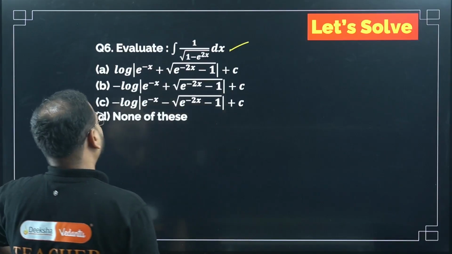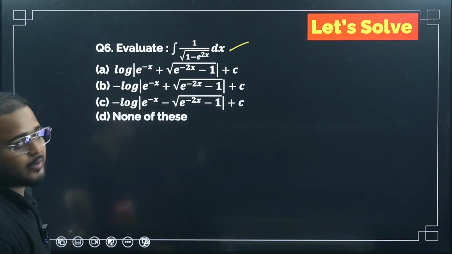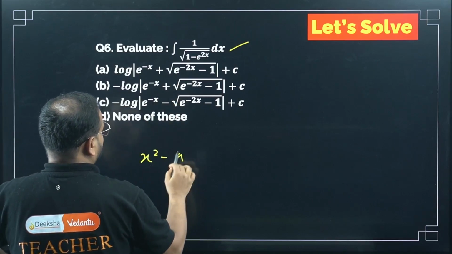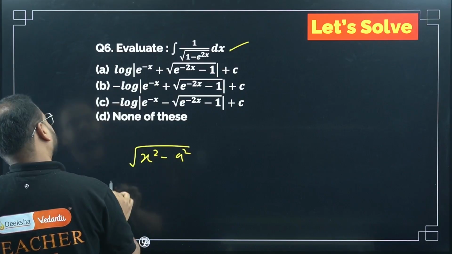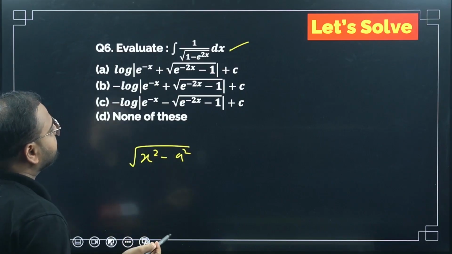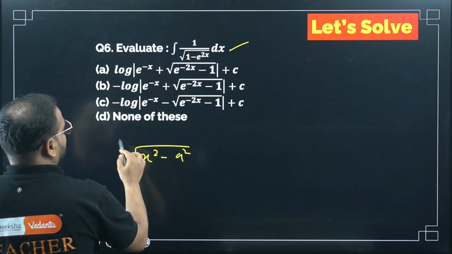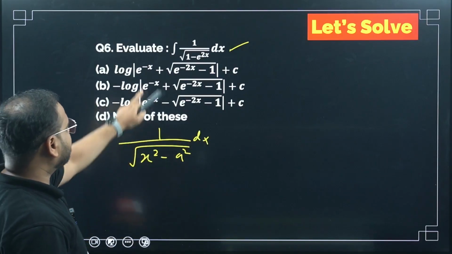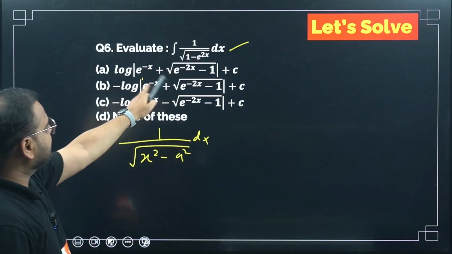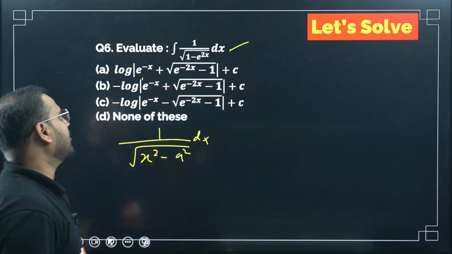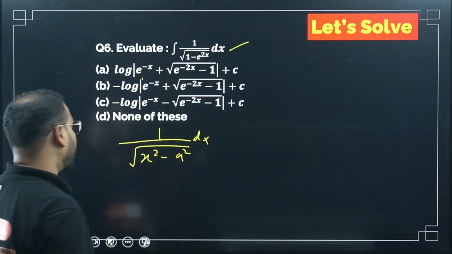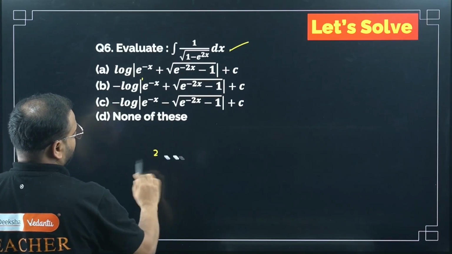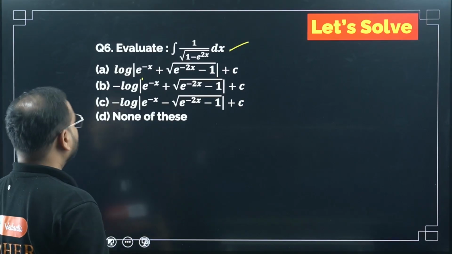How will you solve it? Sir, look here. It means that it will come somehow as x square minus a square in the root, sir. Correct? Right? It comes like this. Because you see here, log of x plus log of x square minus a square are the options. So this formula will be applied. Okay, we'll see, no problem.